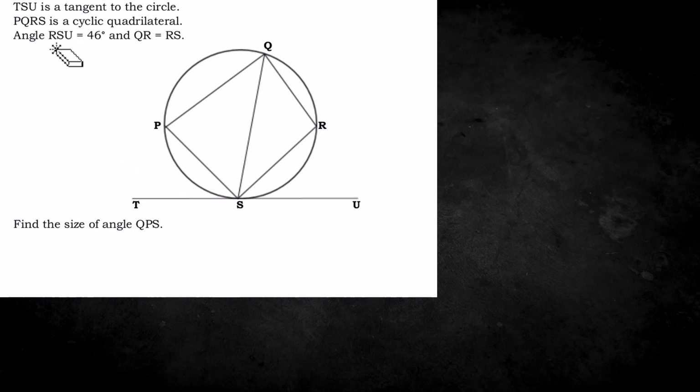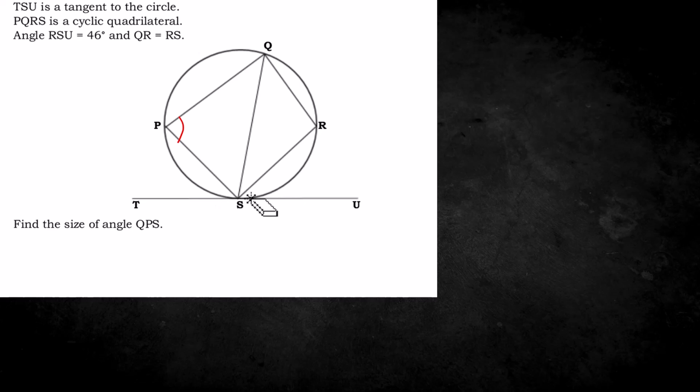TSU is a tangent to the circle, and we have PQRX as a cyclic quadrilateral. Remember the rule that if it is a cyclic quadrilateral, this side plus this side is 180, and this side plus this side is 180. Okay, we have QPX, and this side is a tangent. We have a tangent line here.